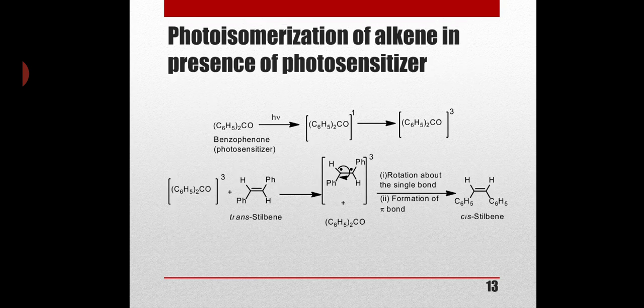Now let's see what happens in the presence of a photosensitizer, for example benzophenone. In the presence of light, benzophenone first gets excited from the ground state to the singlet state and then to the triplet state. And in the triplet state, it transfers its energy to the trans-stilbene molecule. The trans-stilbene molecule in the triplet state exists in diradical form, free rotation is possible, and regeneration of the double bond gives cis-stilbene.